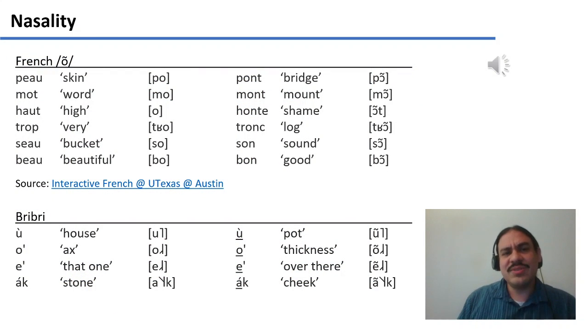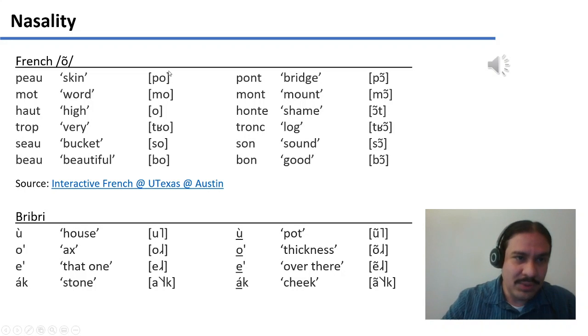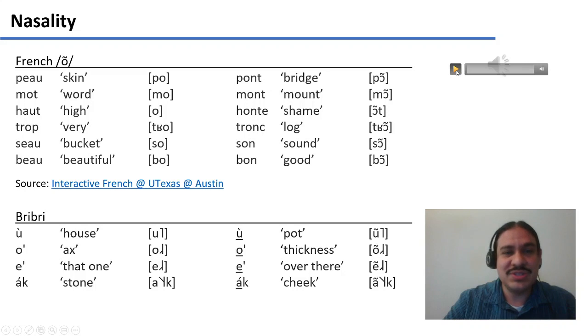There are other ways to describe vowels in languages of the world. For example, some languages have nasality, where you can make words different. You can distinguish between words by having a nasal vowel versus a non-nasal or oral vowel. This is an example from French. La voyelle on.